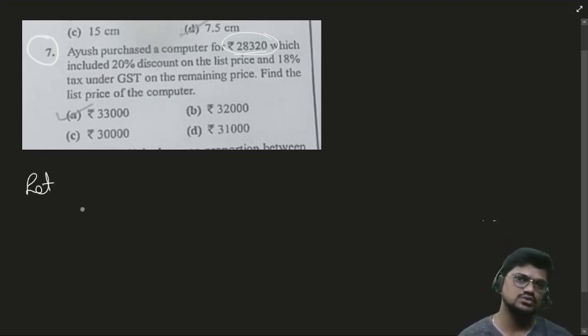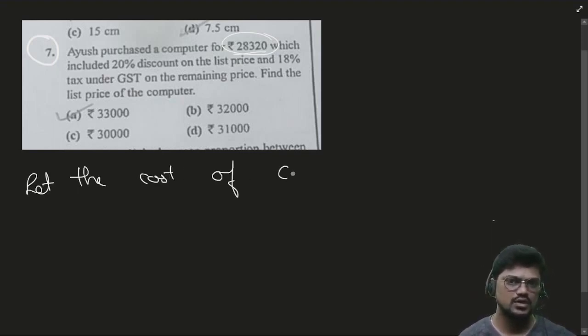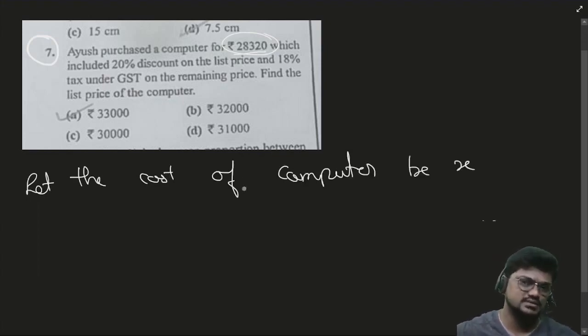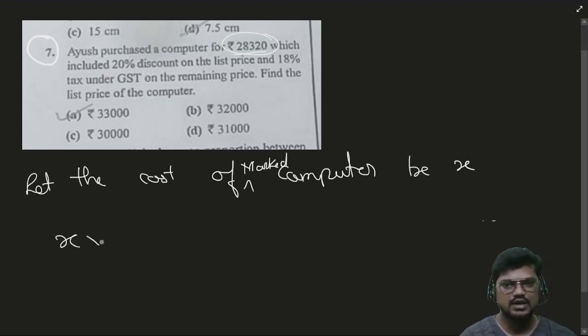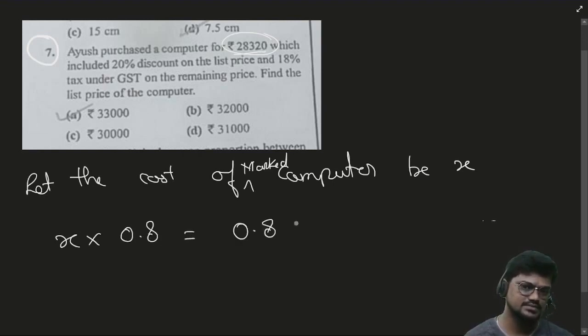We can say let the cost of the computer be X. Okay, so this is the least price, the listed price or the marked price. Marked price of the computer be X. Since they are giving 20% discount, what amount will they charge? They will charge 80%, so you multiply with 0.8. So the discounted price is 0.8x. Is this clear?